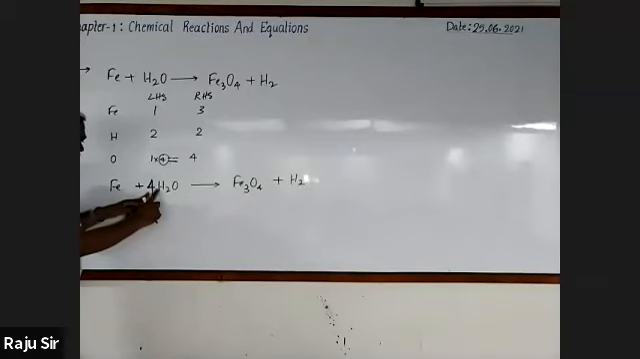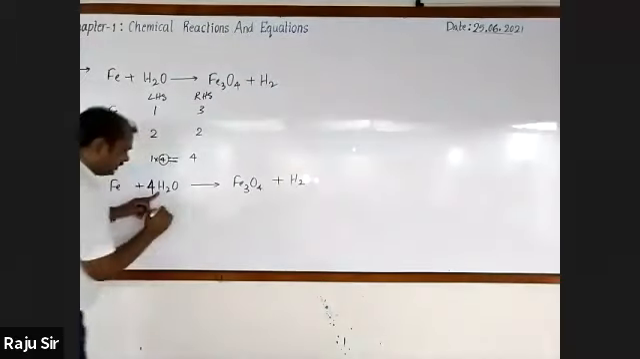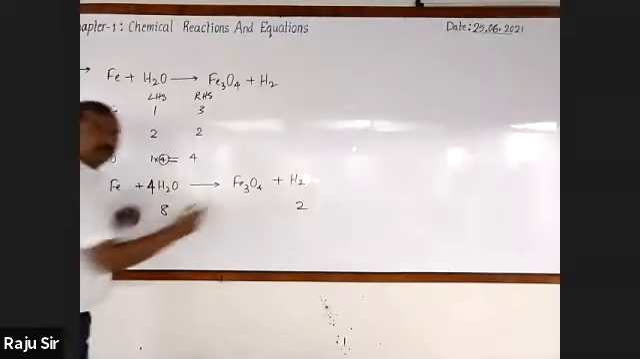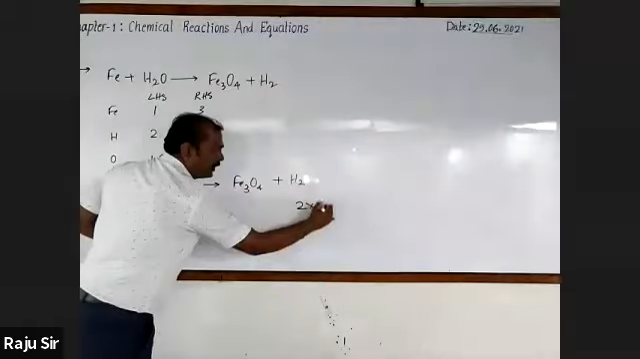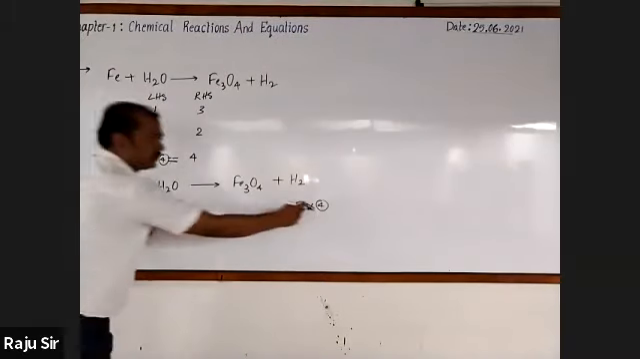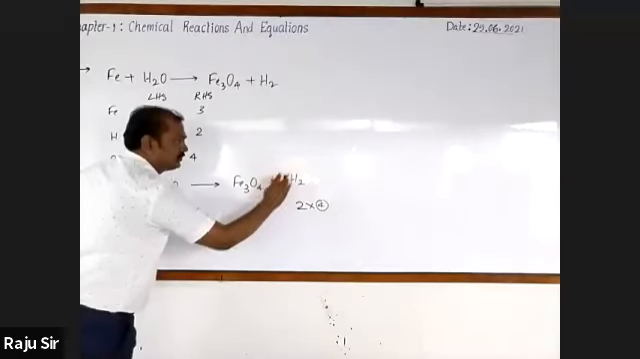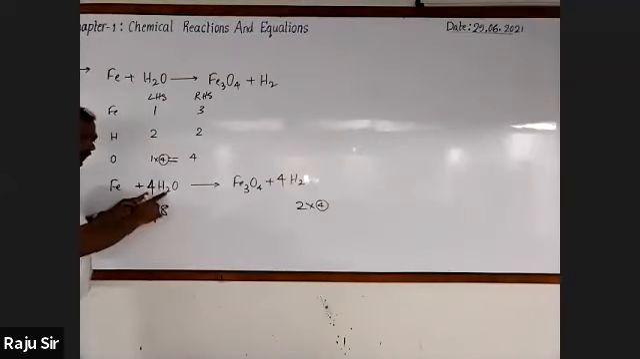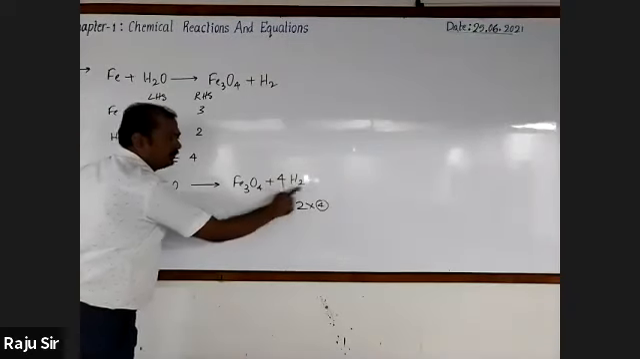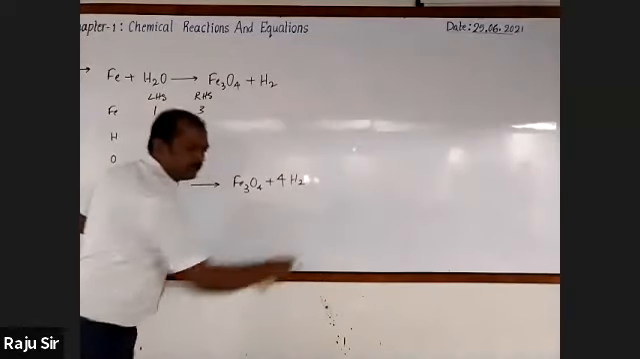Okay, 4 twos are 8. In total there are 8 atoms of hydrogen on the reactant side, whereas here it is 2. You can convert 2 to 8 by multiplying 2 by 4. Look here, it is to be multiplied on the product side. Now 8 atoms of hydrogen here, 8 atoms of hydrogen here. So 2 elements are balanced, oxygen and hydrogen.